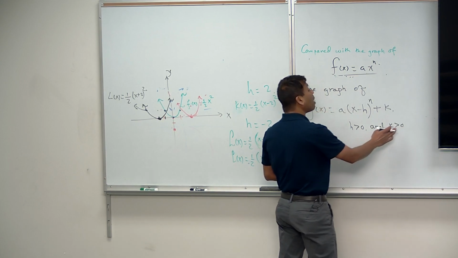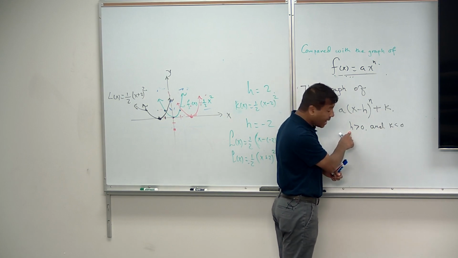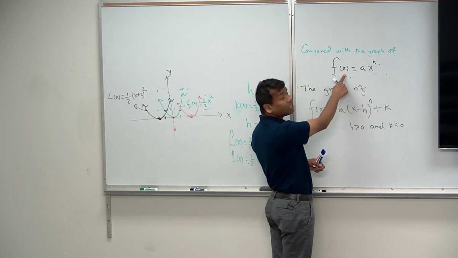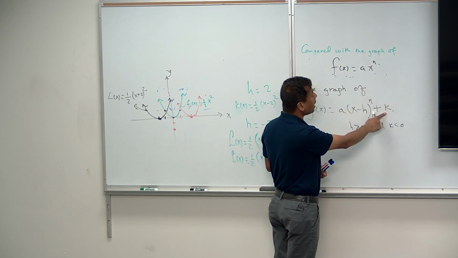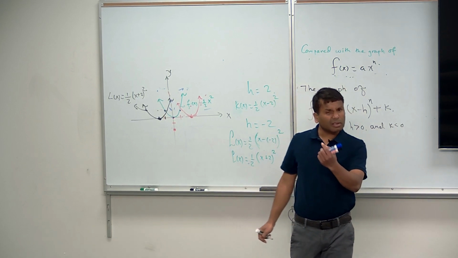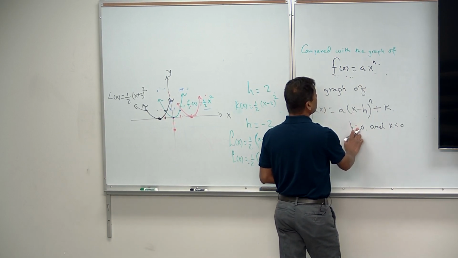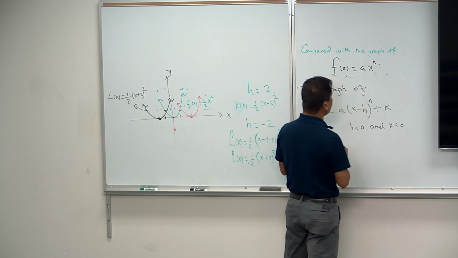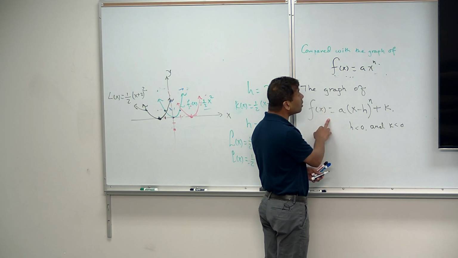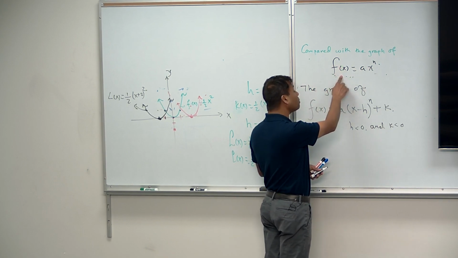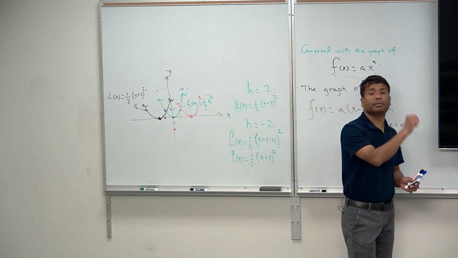And if h is positive and k is negative, the graph of this function is obtained by shifting the graph of this function h units to the right and k units down. Does that make sense? And similarly, if h is negative and k is negative, you will obtain the graph of this function by shifting the graph of this function h units left, k units down.